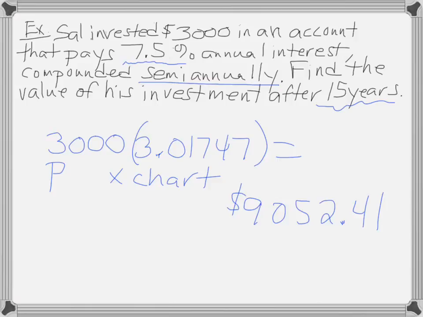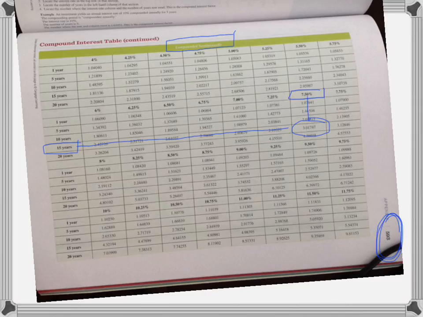On one of your homework problems, number 37, it states that the interest is compounded monthly instead of annually. So again, look at the very top. This one says compounded monthly, and that's on page 595. So pay attention to when the interest is compounded, and you'll know which chart to use.